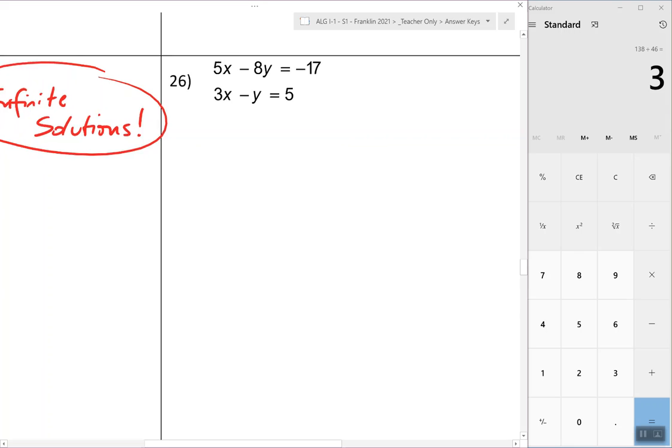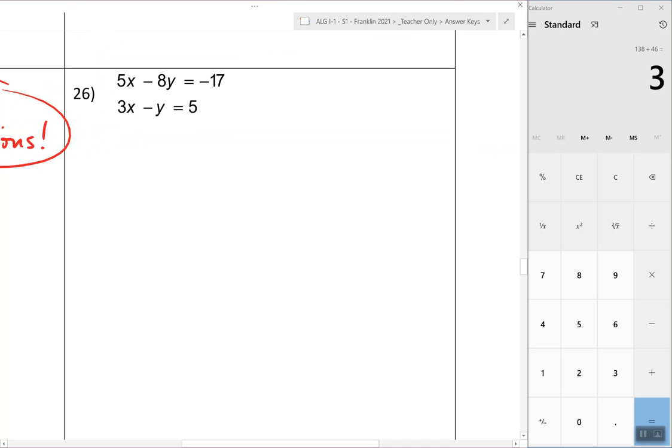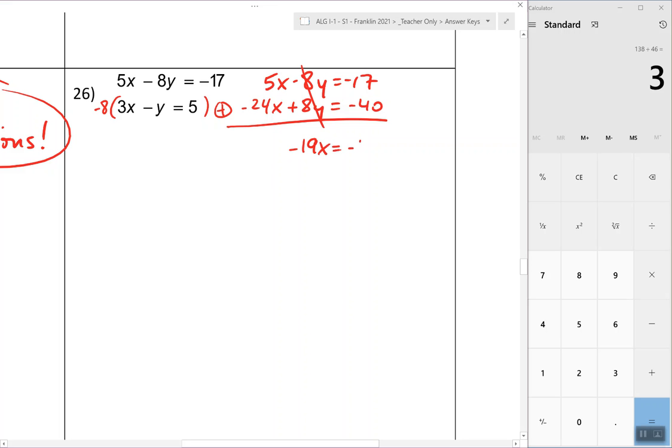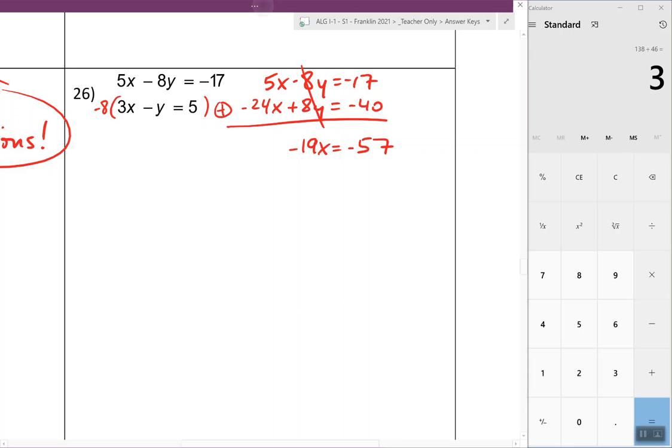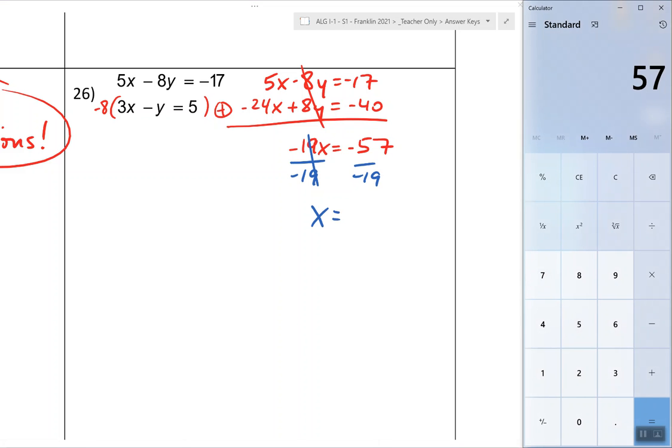Let's take a look at 26. Yeah, I'd use elimination here as well. We could use substitution, but since it's 2 steps to solve for y, let's go ahead and multiply by -8. So we've got 5x minus 8y equals -17, and negative 24x plus 8y equals -40. Going to add these together, so the y's will cancel, and that's -19x equals -57. So dividing by -19, x is going to equal, and I believe that's 3.